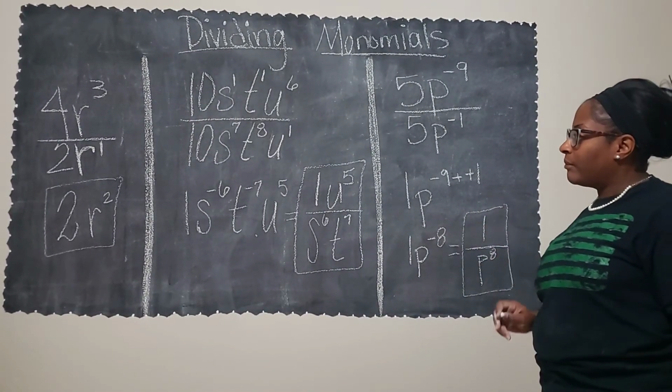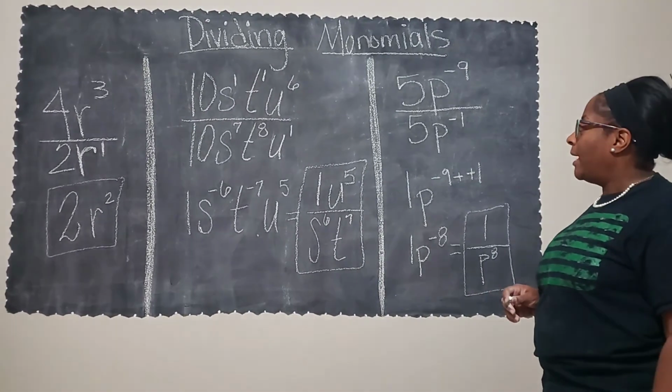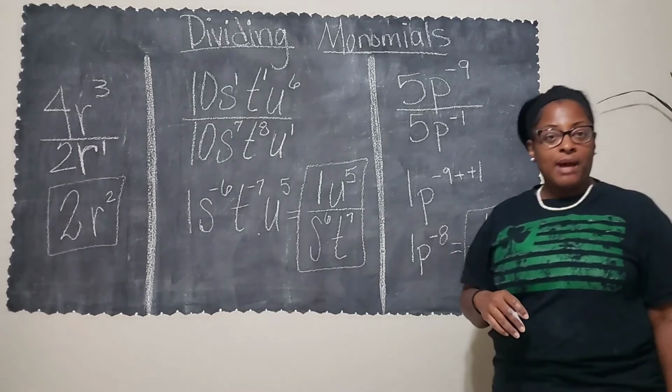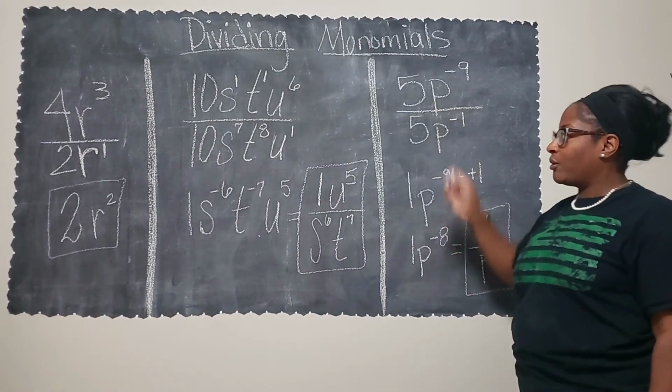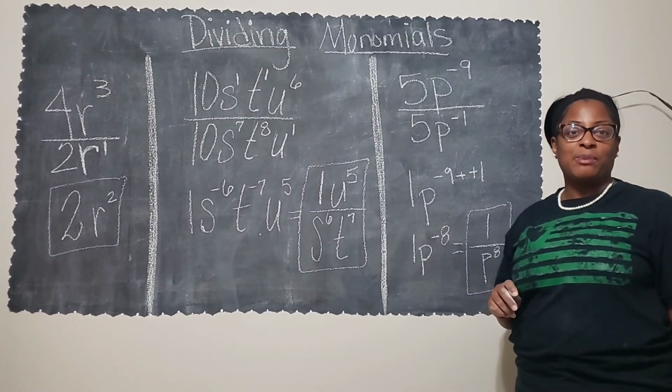Remember, when looking at this video, if you need to rewind any portion, do so. And remember, the rules for dividing monomials are to divide out your coefficients, keep your base, and subtract the exponents.